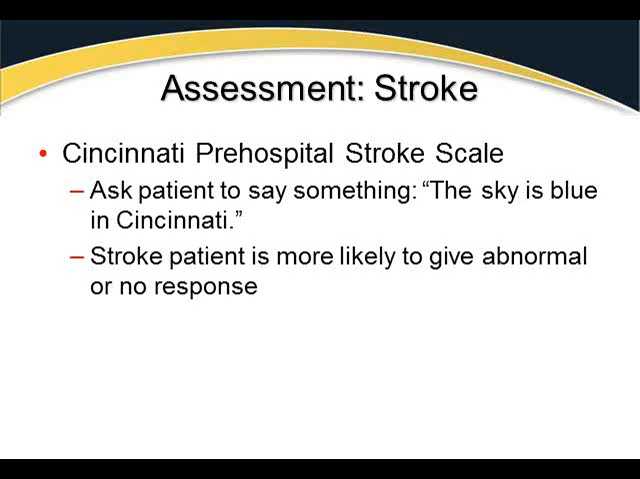So drift, droop, and dogs: arm drift, the pronator drift, facial droop, and you can't teach an old dog new tricks. If you have one of those, you have a very high risk of it actually being a stroke. Two of those, you're almost at 100%.